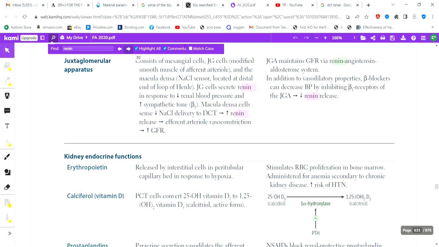Okay, and beta blockers work by inhibiting beta receptors of the juxtaglomerular apparatus, and this leads to decreased renin release, which leads to decreased BP. Alright, now if you have a juxtaglomerular cell tumor, that would increase the renin and that would increase the aldosterone, which causes hypertension and hypokalemia and muscle weakness. So if you increase renin and increase aldosterone, you have hypertension and hypokalemia, all that happens in secondary hyperaldosteronism.